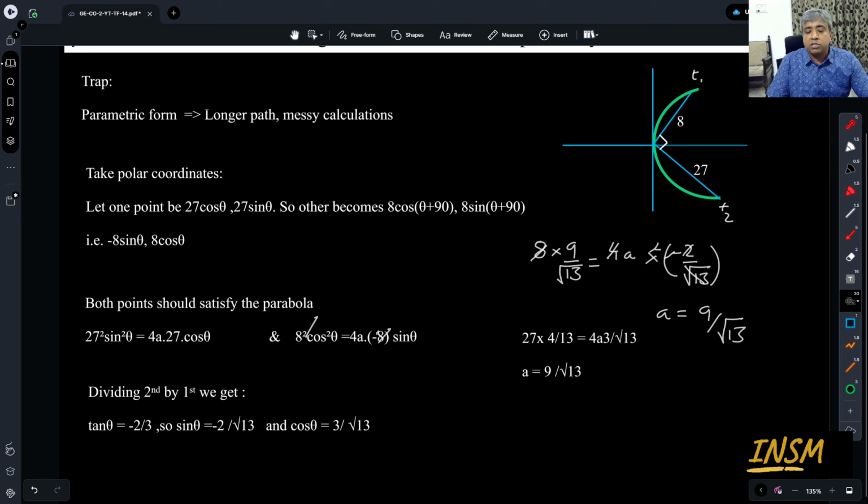The same calculation is shown here for substituting sin theta and cos theta in the first equation. Here also you will get a as 9 by root 13. So the main crux of this problem is that in most of the problems in which the distance from origin is involved in some way or the other, polar coordinates help us a lot in reducing the calculations as well as solving the problem in a more elegant and faster manner.